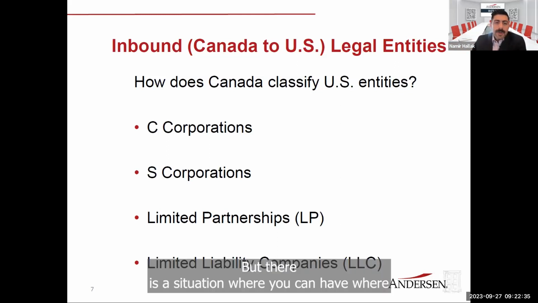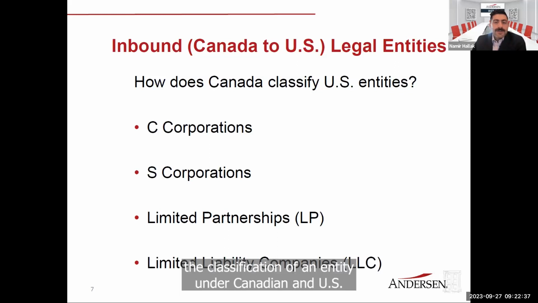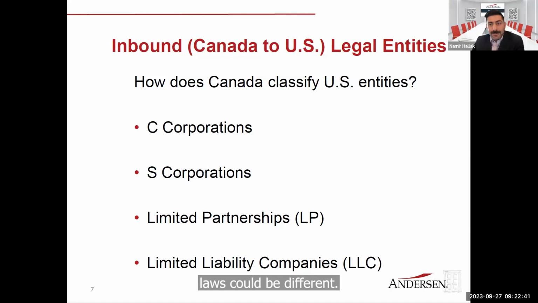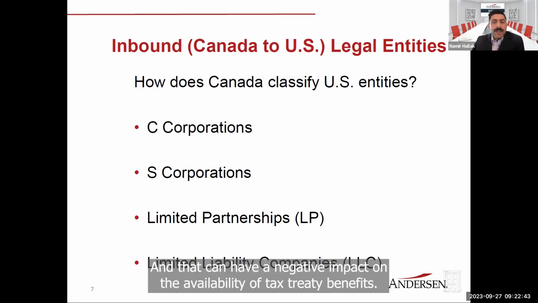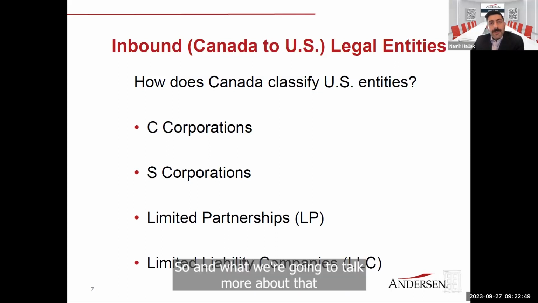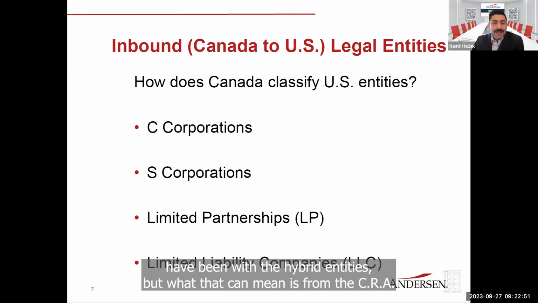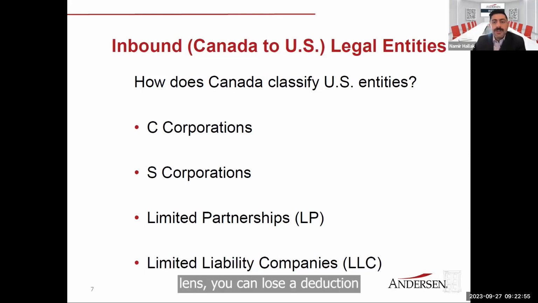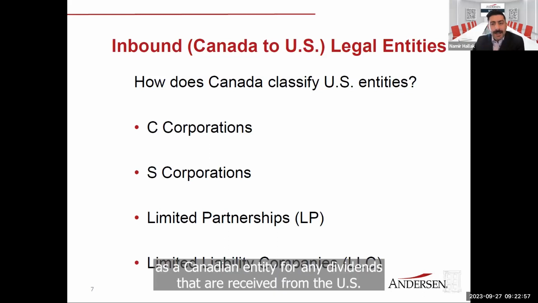But there is a situation where the classification of an entity under Canadian and US laws could be different. And that can have a negative impact on the availability of tax treaty benefits. We're going to talk more about that with the hybrid entities. But what that can mean is, from the CRA lens, you can lose the deduction as a Canadian entity for any dividends that are received from the US.